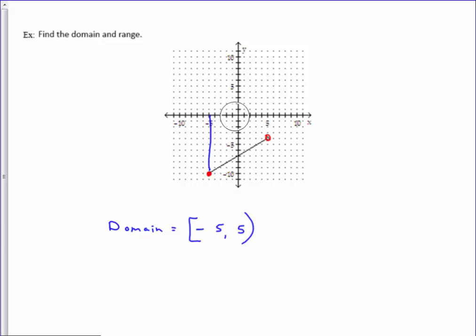The range are the y values. For the range, we would want to know how low does our graph go and how high does our graph go. Well, the lowest that our graph goes is this number here, -10. The highest that our graph goes is this number, -4. The -10 would be included with a bracket. The -4, you would use a parenthesis to indicate that that point is not included.